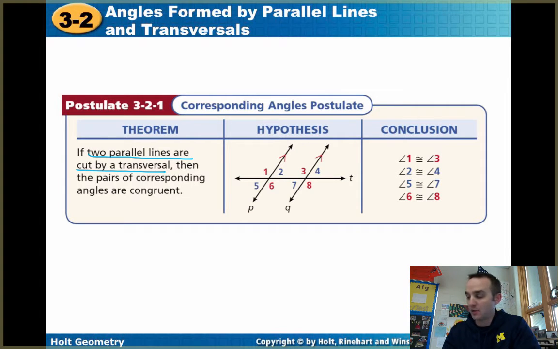All this is saying is if we have parallel lines with a transversal through them, our corresponding angles are congruent. We know 1 and 3 are corresponding. They're in the same general location, both top left of this group of 4 and of this group of 4. So we know those are congruent due to the corresponding angles postulate.